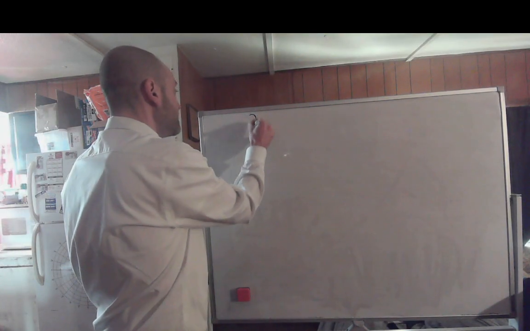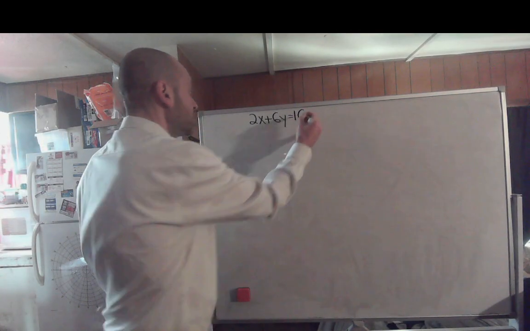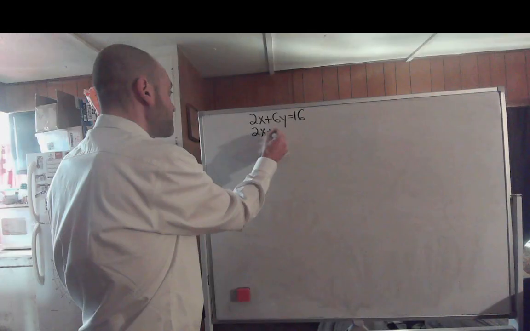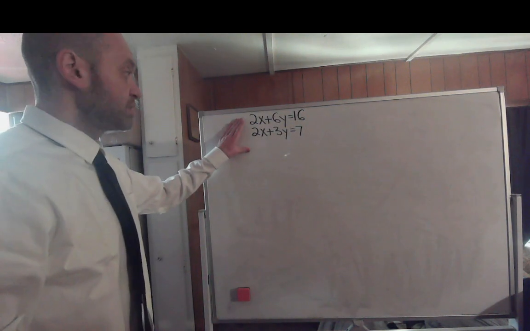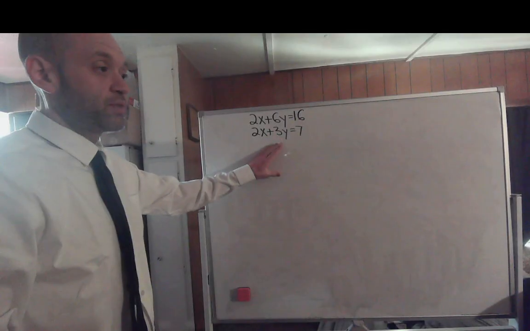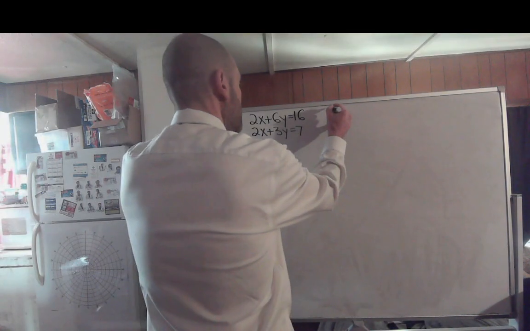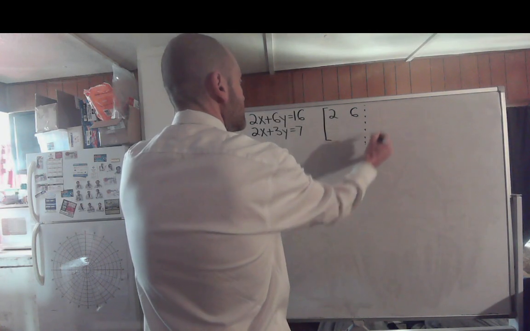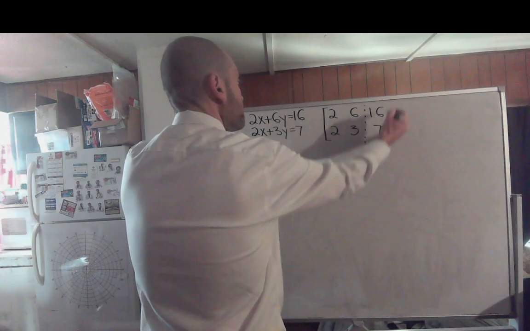Alright, let's see. So we have 2x plus 6y is equal to 16. We have 2x plus 3y equals 7. So here's your system. 2x plus 6y equals 16. 2x plus 3y equals 7. Let's go ahead and set up our augmented matrix. So this would end up being 2, 6, 16, 2, 3, and 7.